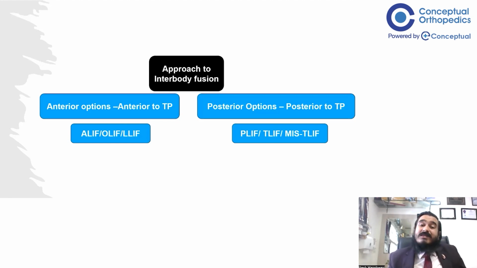L-lift is also called X-lift. Posterior options, that are posterior to the transverse process, would include P-lift, T-lift, and MIS T-lift. So most commonly the surgeries that are done today are MIS T-lifts, I would say, and O-lifts.